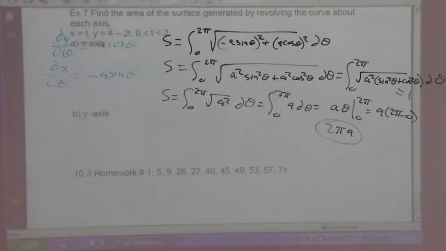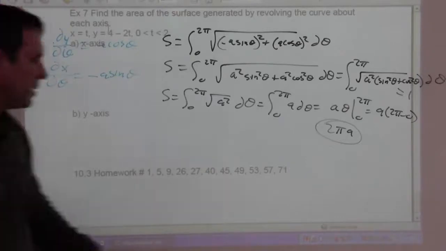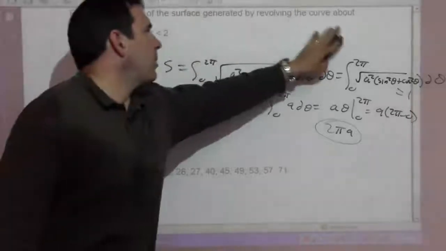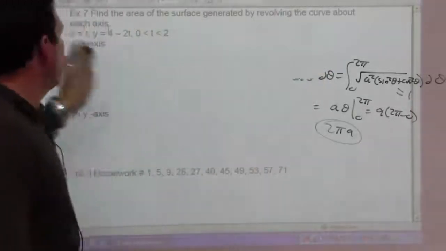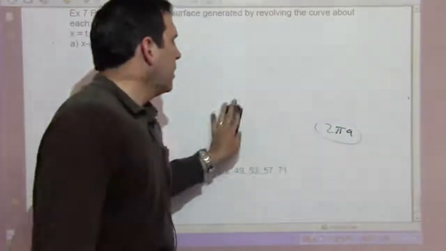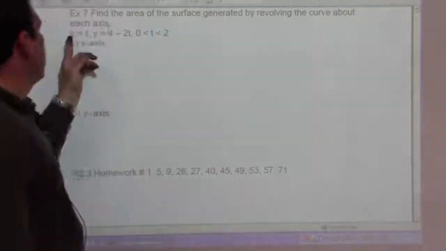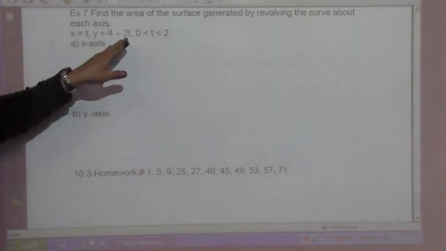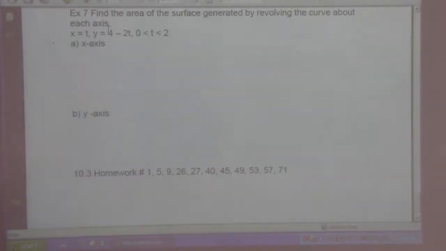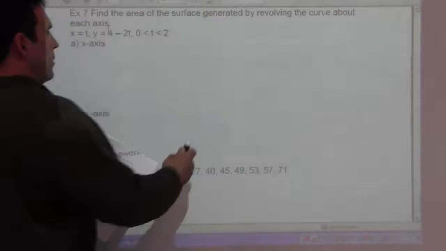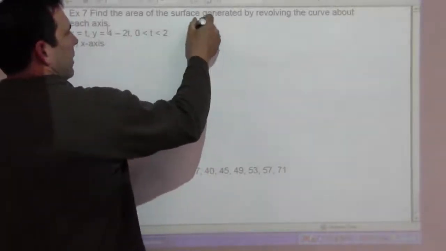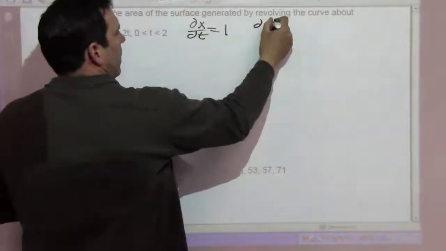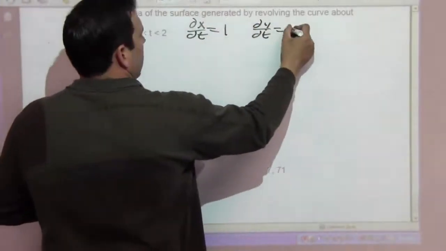So we have a little two-part problem here. We're going to find the area of the surface generated by revolving the curve about each axis. In the first case, x equals t, y equals 4 minus 2t. We're going to go about the x-axis and the y-axis. So right off, dx dt, derivative of t is just 1. dy dt is just going to be negative 2.